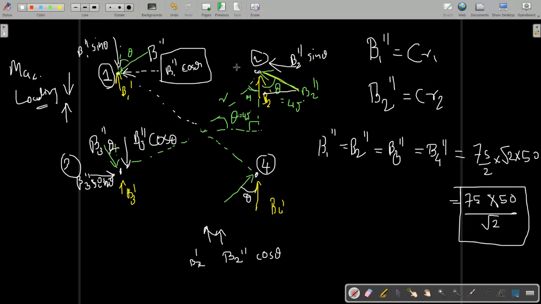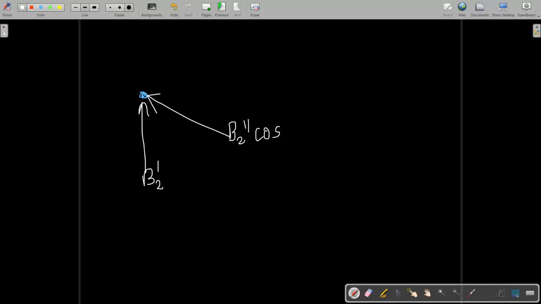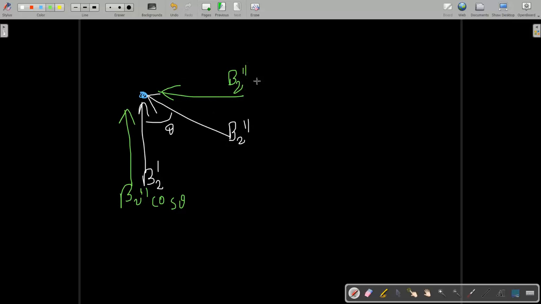So our design should be based on the maximum loading condition for bolt 2 and bolt 4, and the diameter will remain the same for all the bolts. Let me draw one diagram. This is the bolt, this is B2 dash, and B2 double dash is acting at angle theta. So there is one component, B2 double dash cos theta, and one component here, B2 double dash sin theta.